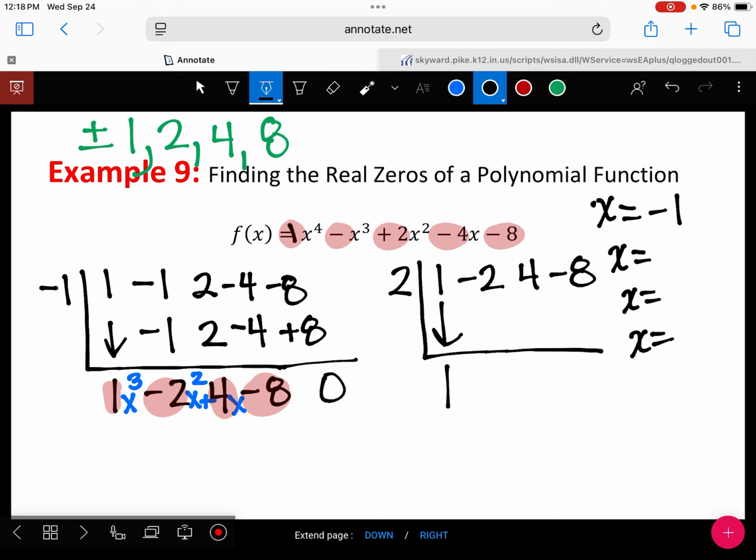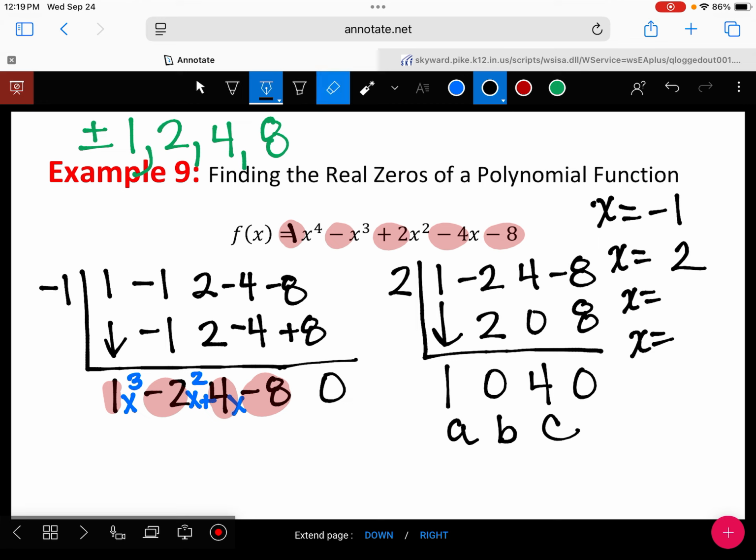Bring down the 1. 2 times 1 is 2. Add. You get 0. 2 times 0 is 0. Add. You get 4. 2 times 4 is 8. Add. We get 0. So we got lucky. Now we have only 3. So that would be my quadratic.